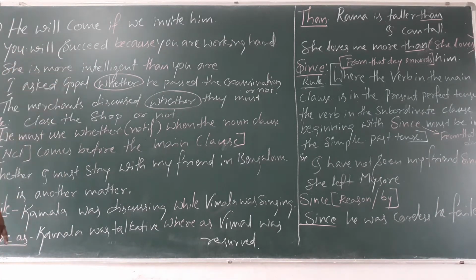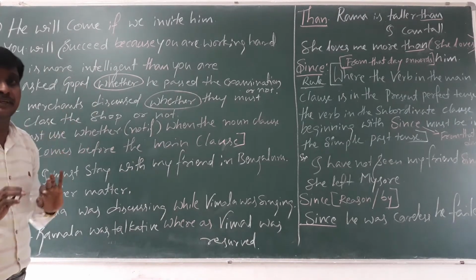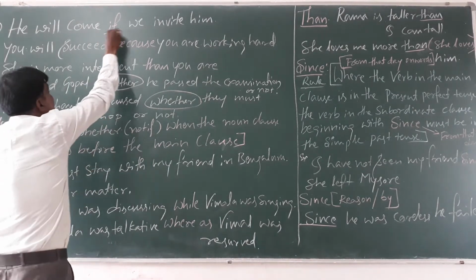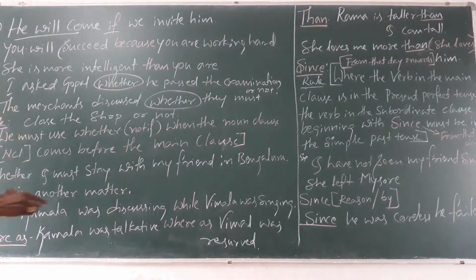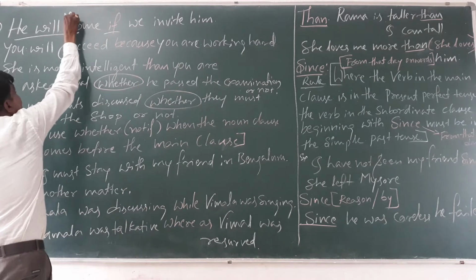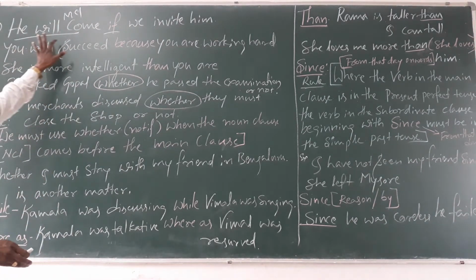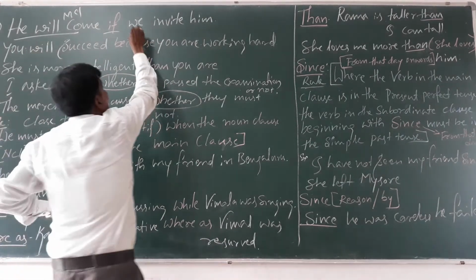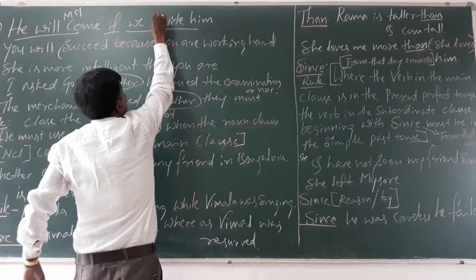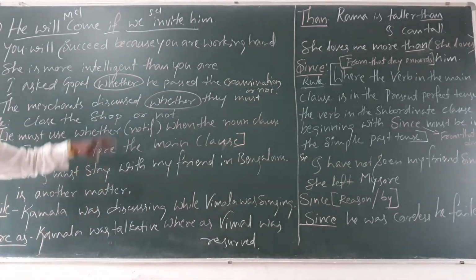Look here. He will come if we invite him. See, he will come, main clause. When will he come? If we invite him. This is the subordinate clause.